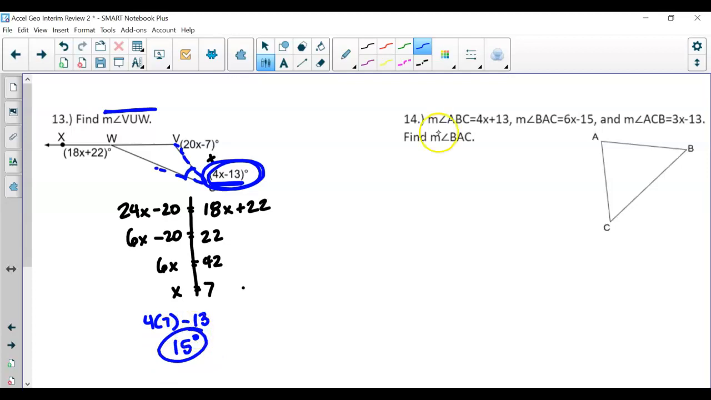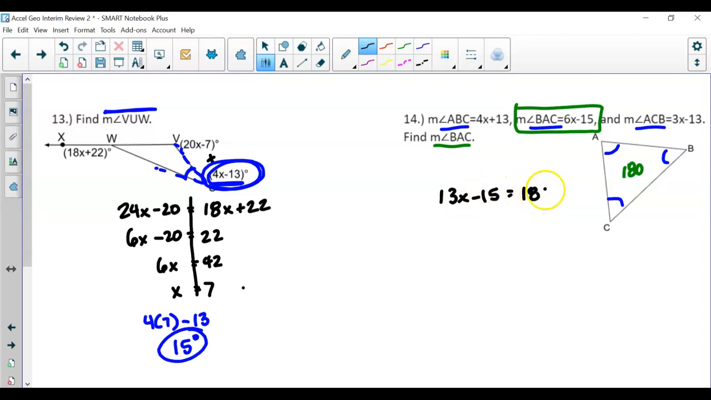So then now notice here we're given the 3 angle measures inside of the triangle. But now keep in mind, we're looking for the measure of angle BAC. So again, we're looking for the measure of this angle here. All 3 interior angles add up to 180 degrees. So again, this is just going back to combining like terms. So 13x minus 15 is now equal to 180. So now we can go through and solve our two-step, right? So 13x is now equal to 195.